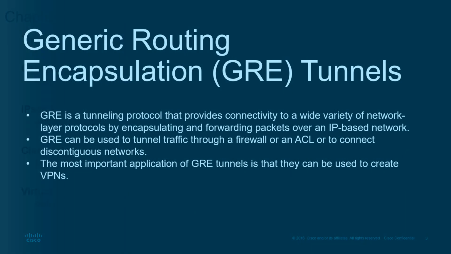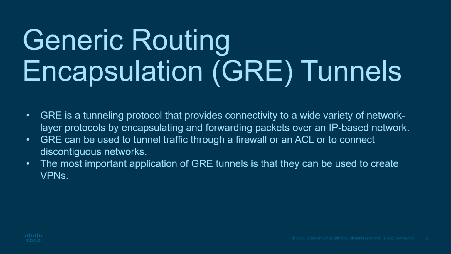So, our first section is GRE, Generic Routing Encapsulation tunnels. GRE is a tunneling protocol that provides connectivity. It does not provide encryption. GRE is used to tunnel through a firewall or an ACL to connect to a discontiguous network. One of the most important applications of GRE tunnels is that they can be used to create VPNs. However, GRE tunnels are not secure.